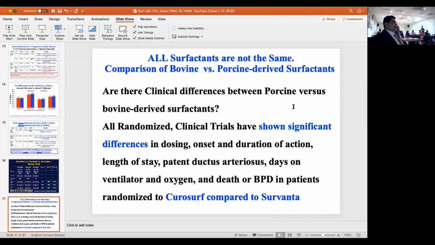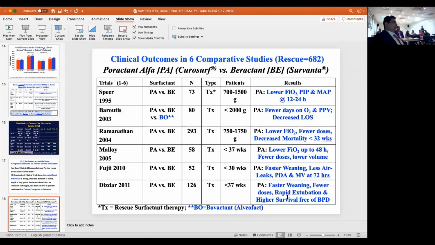Are there clinical differences between porcine surfactant and bovine surfactant? All randomized clinical trials have shown significant differences in dosing, onset of action, duration of action, ventilator days and oxygen, and death or BPD in babies randomized to Curosurf or poractant alfa compared to Infasurf or Survanta. I'm only showing you randomized controlled trials. Here are the six studies that were published from 1995 through 2011, and I'm showing one of them.